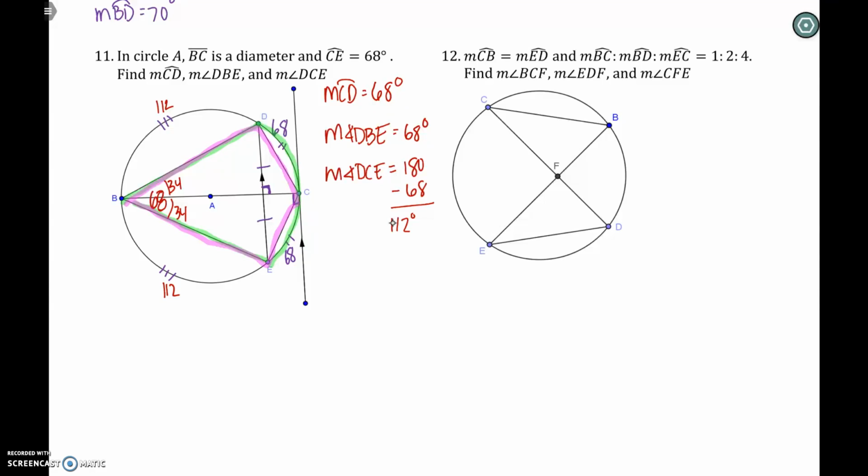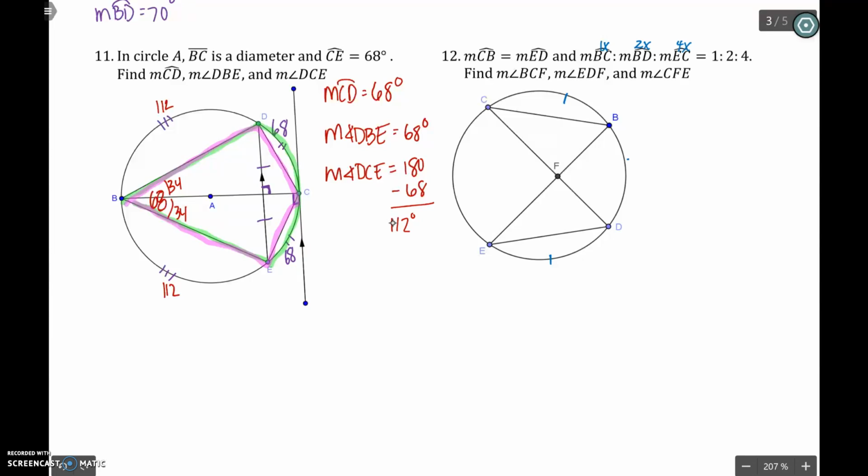Okay, and lastly, number 12. I like this example because the picture and the answers do not look at all correct. But here we go. So we have that the measure of arc CB equals the measure of arc ED, that arc BC to BD to EC are in a ratio of 1 to 2 to 4. So we're going to do 1x, 2x, and 4x.